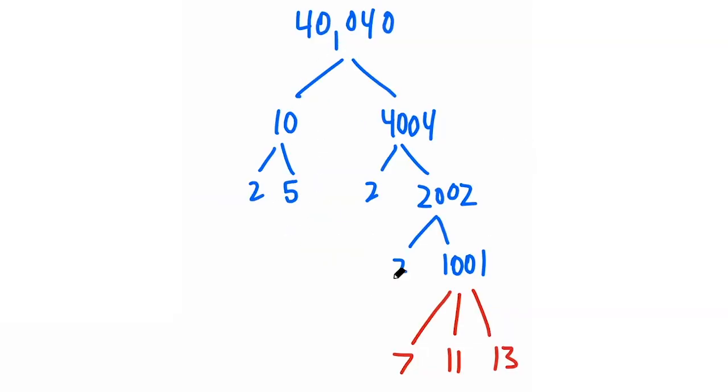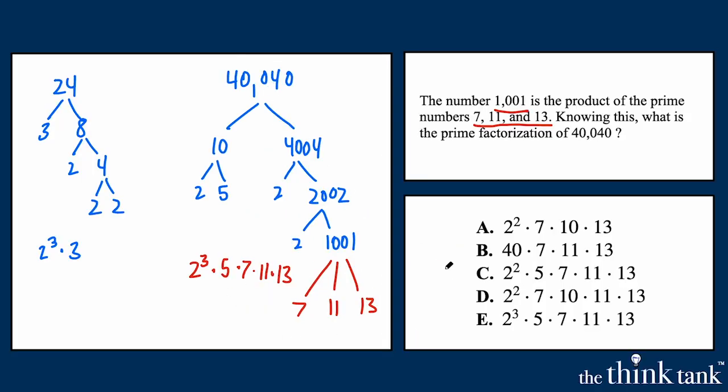So I've got 2 times 2 times 2, which is 2 cubed. And then I've got a 5, that's the only 5 I have, so times 5. And then I've got a 7, that's the only 7 I have, so times 7. And then I have an 11 and a 13, so times 11 times 13. And then this would be the prime factorization of 40,040. And if I look carefully at my answers, that means my answer is E.